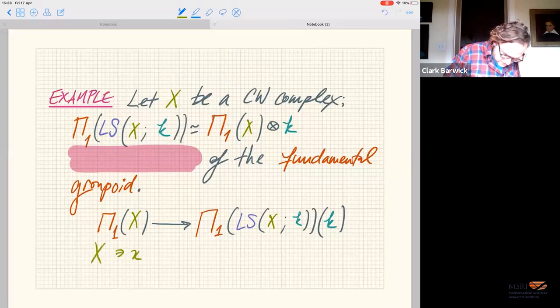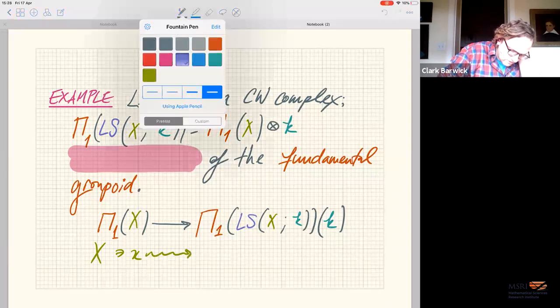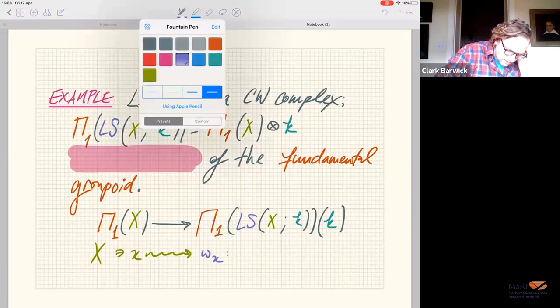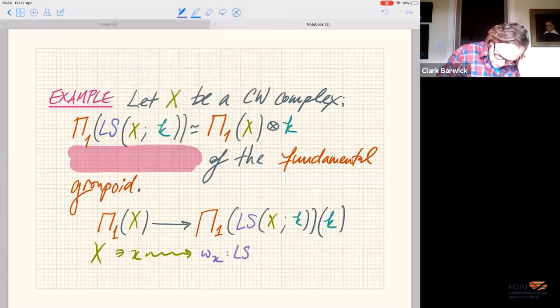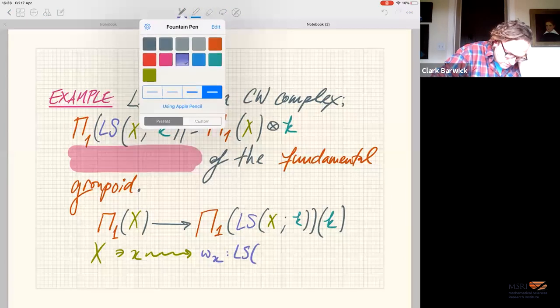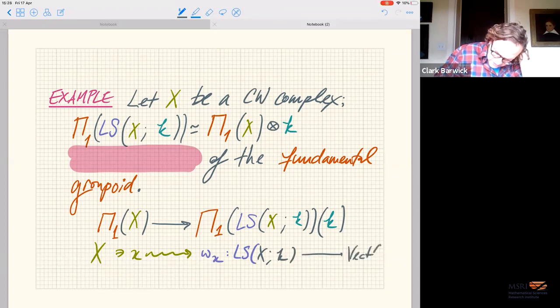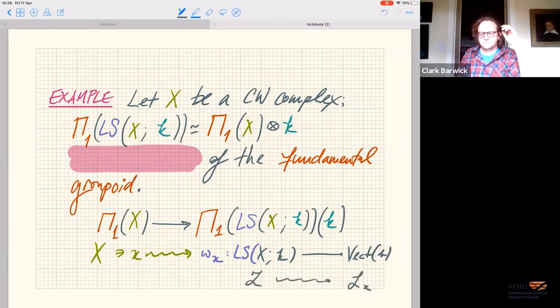If I've got a point of my X, then I can always extract from that point a fiber functor. A fiber functor is often called omega sub x, and it goes from the category of local systems. So if I've got a local system on X with values in K, then I can produce a K vector space. And how can I produce that K vector space? Well, if I have my local system L, then I can just take the stalk at that point x. And this is a perfectly good fiber functor attached to your point X.